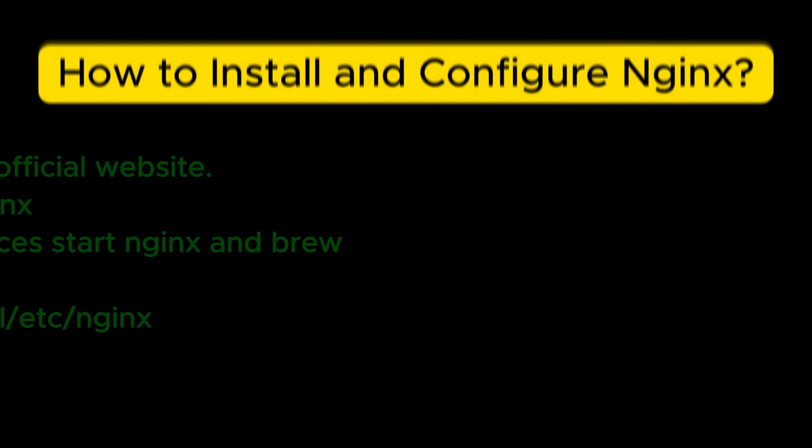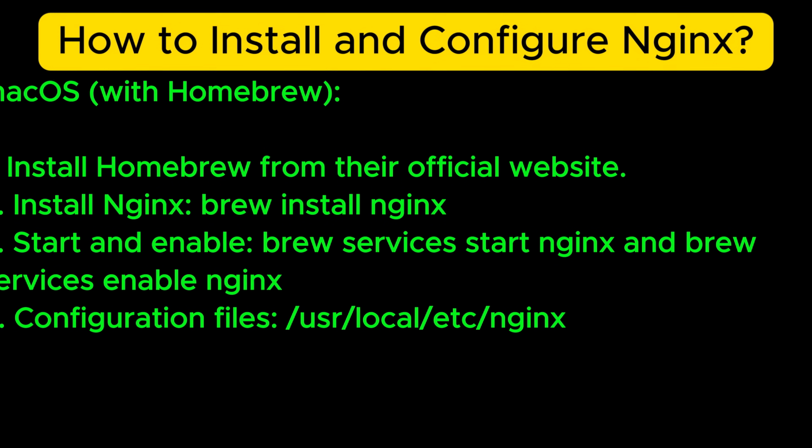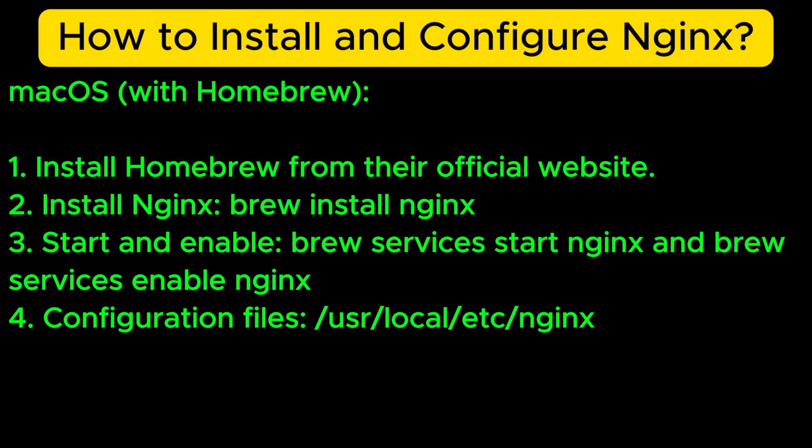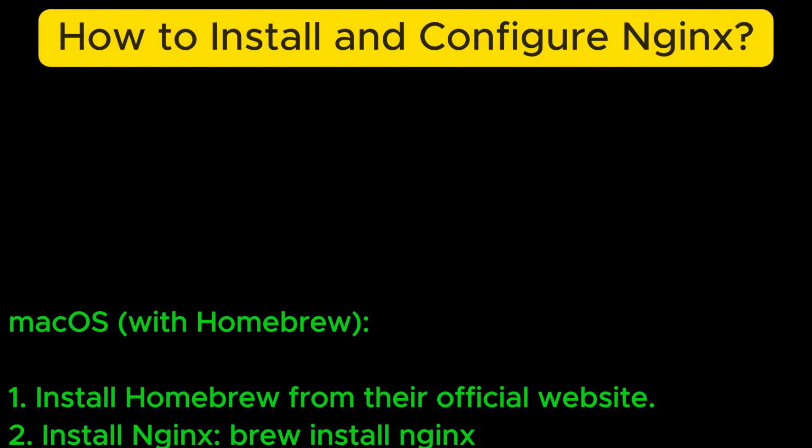Then we have the Mac operating system. You can Google it, otherwise you can just start with brew install nginx. Then you will run the commands brew services start nginx and brew services enable nginx. Actually, when enabling Nginx, sometimes your firewall doesn't allow the services to start, so first you have to enable this. Again, you will find the configuration file under /usr/local/etc/nginx.